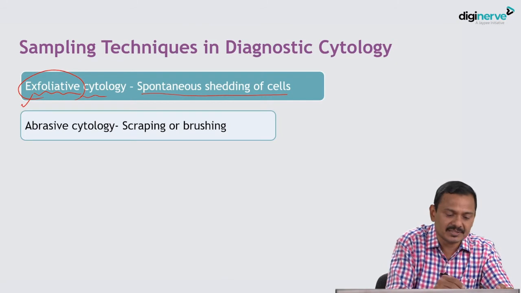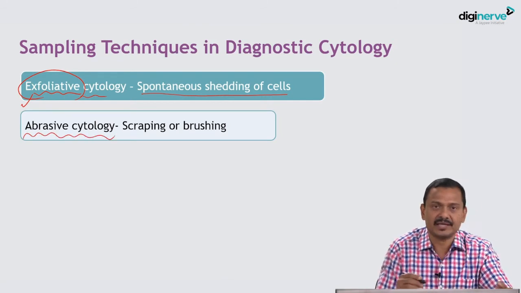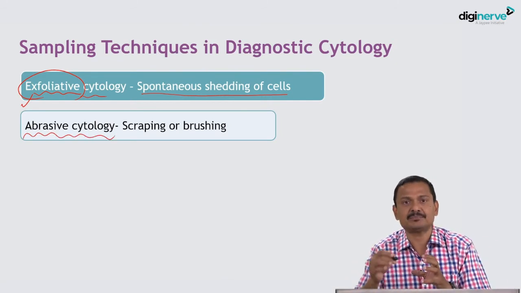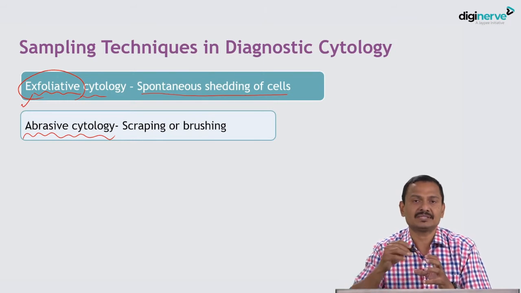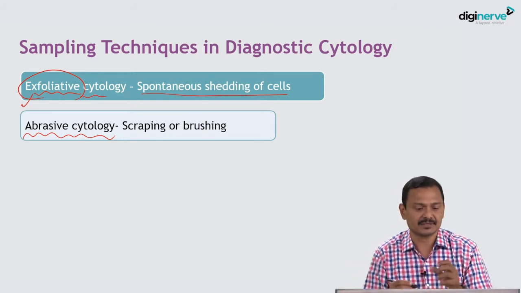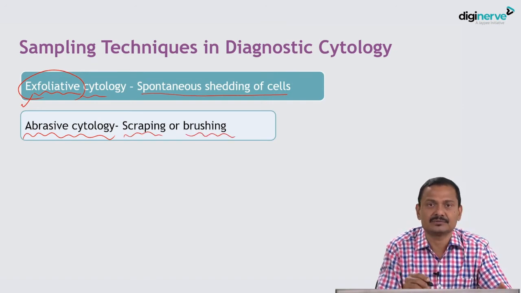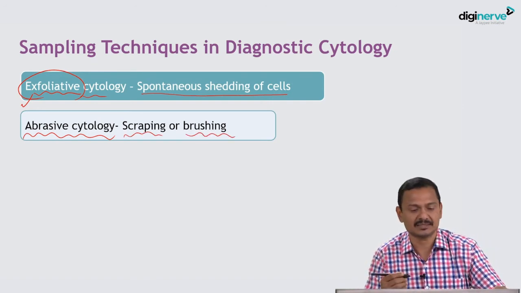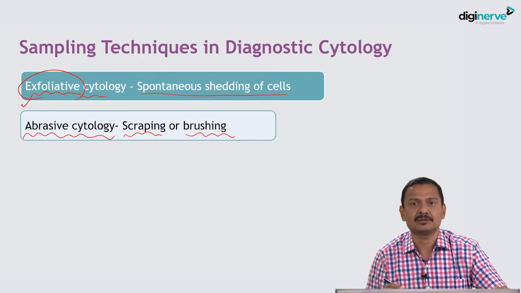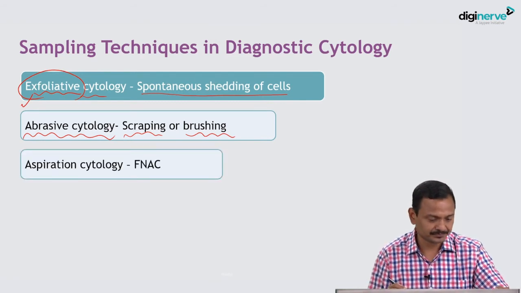The second type is abrasive cytology, where we take a brush or a spatula, take a slide, and scrape the surface and make a smear. So, that is scraping and brushing. Suppose there is an ulcer in the tongue, I can scrape it or brush it and make a smear.